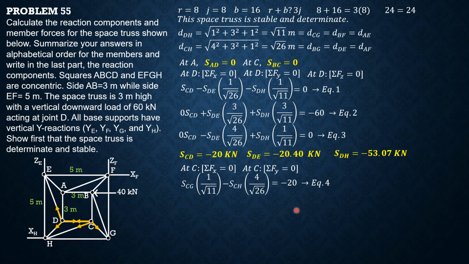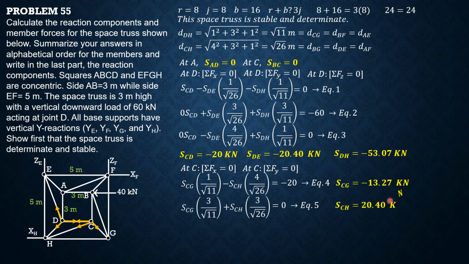Then at C, summation forces along Y equals 0, downward positive, so only CG and CH are involved here. So SCG times 3 over square root of 11 plus SCH times 3 over square root of 26. Then no more because CD is horizontal, BC is 0, equals 0. So solving equations 4 and 5 simultaneously gives us SCG equals negative 13.27, which is compression, and SCH is 20.4 kilonewtons tension. Then we proceed to joint B.